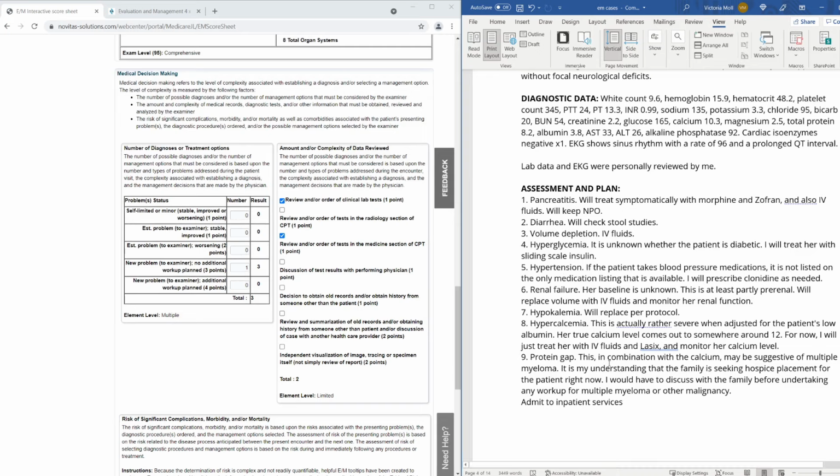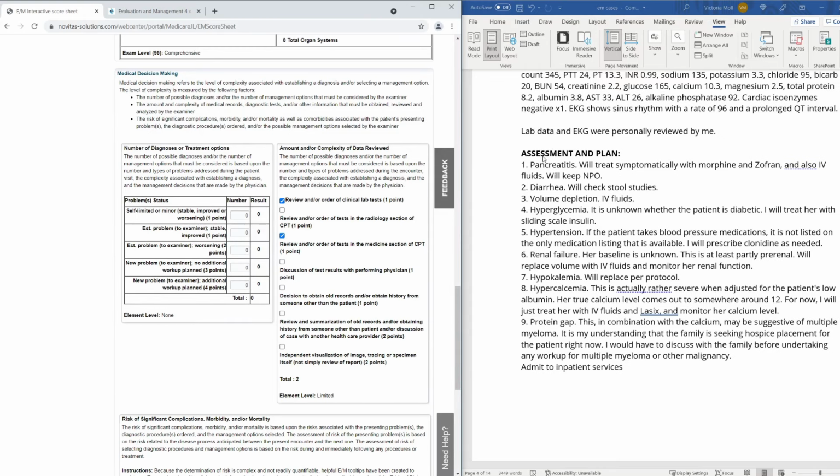Now we do have down here, it says that they're seeking hospice placement and that they want to discuss it with the family, but it doesn't say that they did discuss it with the family. So we have a lot of conditions here that the patient has new, but we're not doing workup for 1, 2, 3, 4, 5, etc.